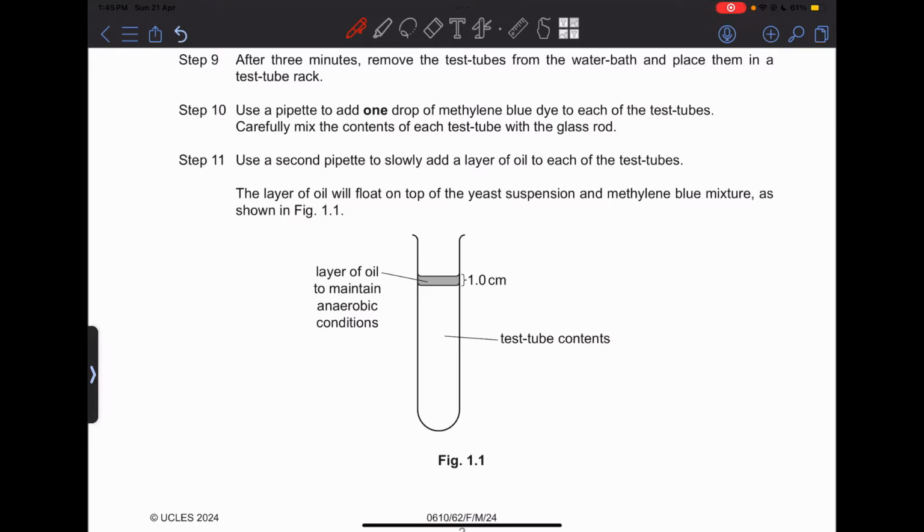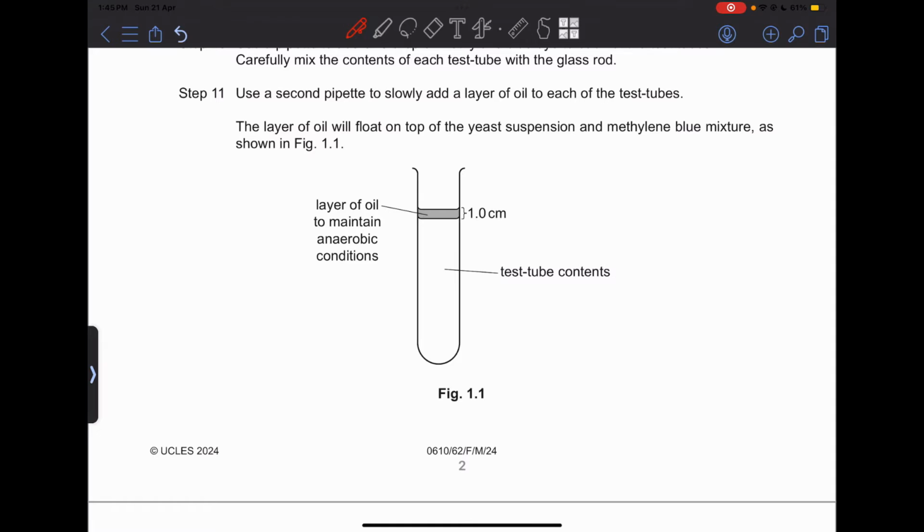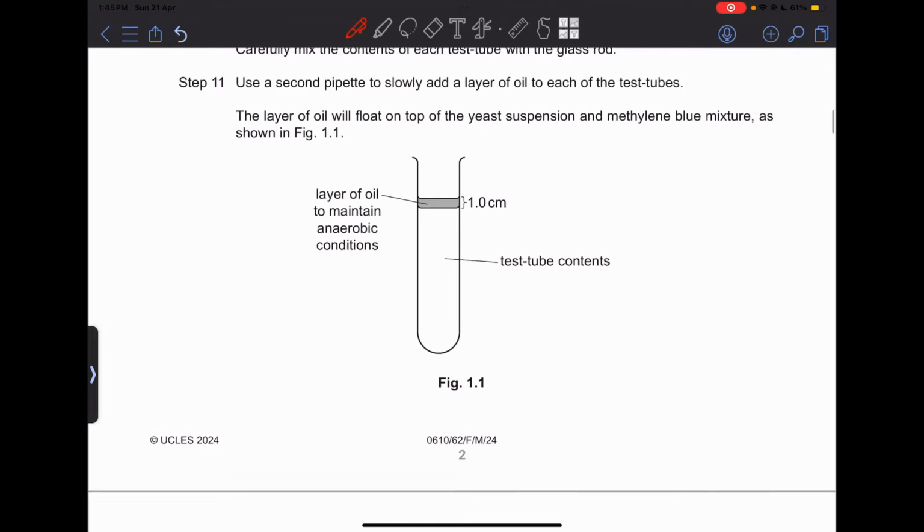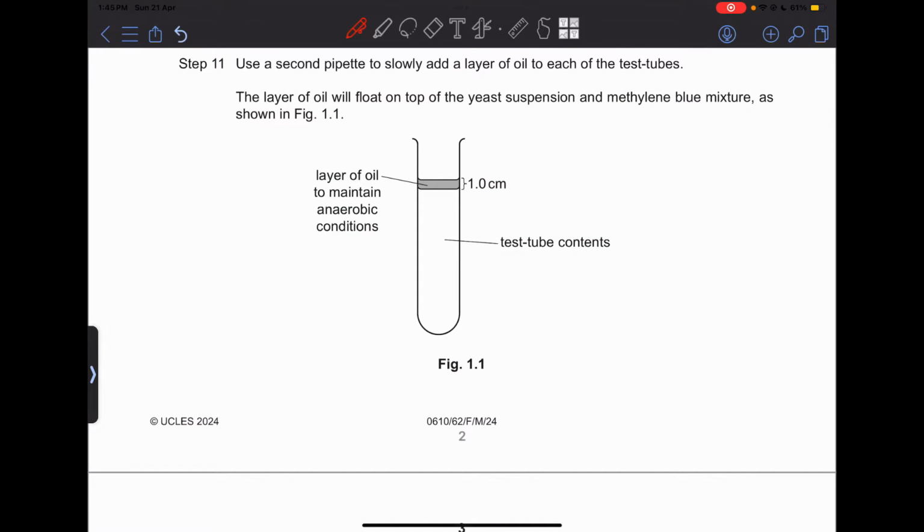Step 10. Use a pipette to add 1 drop of methylene blue dye to each of the test tubes. Carefully mix the contents of each test tube with a glass rod. Use a second pipette to slowly add a layer of oil to each of the test tubes. The layer of oil will float on top of the yeast suspension and methylene blue mixture as shown in figure 1.1. So, what is the use of the layer of oil? They have said over here that it is to maintain the anaerobic respiration conditions. So they may ask this question.